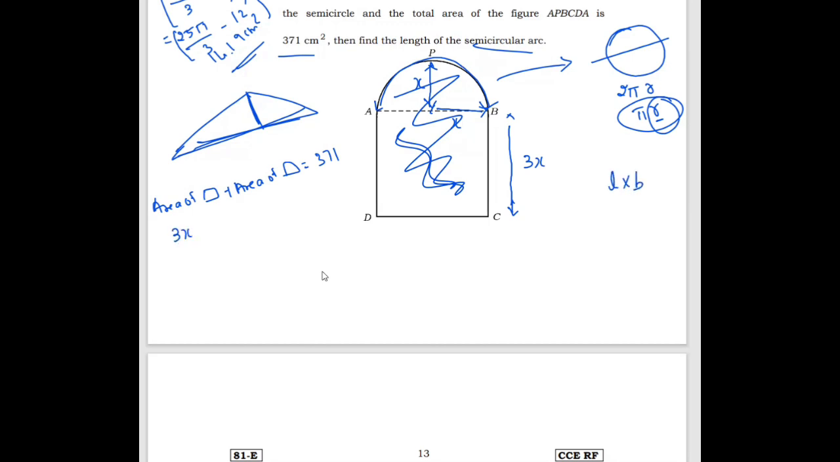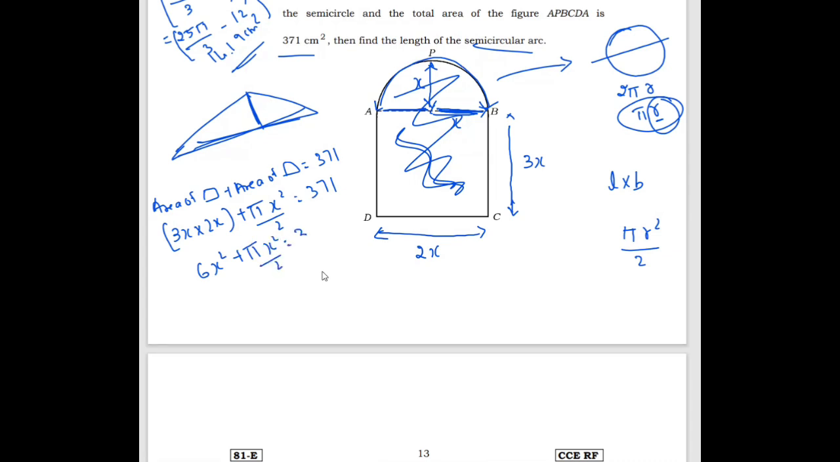Breadth needs to be careful here. From here to here, the radius is x, and this is also the same, so it is 2x. Correct. So 3x into 2x is the area of the rectangle, plus the area of the semicircle. The area of a circle is pi r square, so the area of a semicircle is pi r square by 2. I have taken the radius as x, so pi x square by 2, is equal to 371. Now let me simplify: 3 times 2 is 6, so 6x square plus pi x square by 2 equals 371.